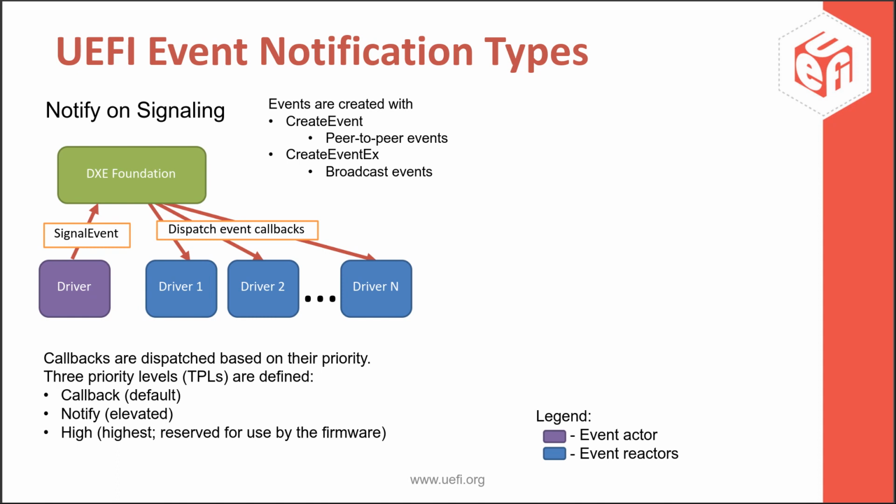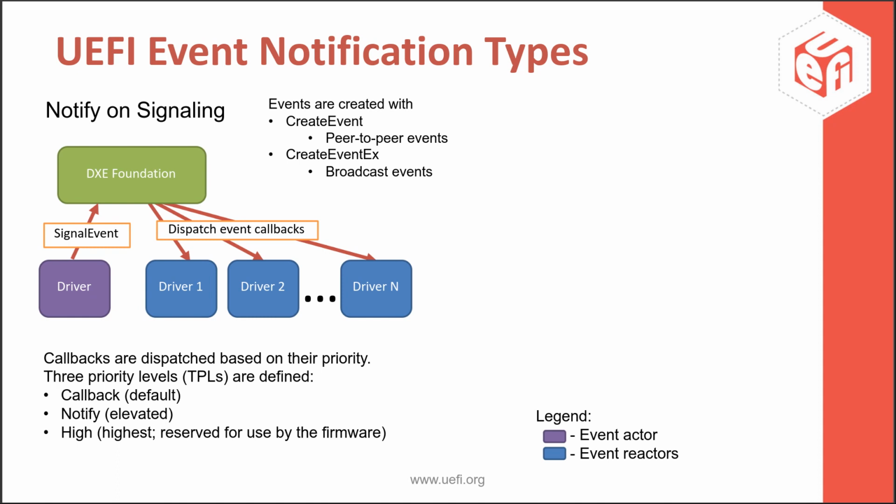So there is TPL callback, TPL notify, and TPL high. The callback is the lowest TPL level, so it's kind of the default. If you don't have a special reason to use elevated TPL, you should use TPL callback. Then TPL notify, and then TPL high. TPL high is reserved for use by the firmware. What does it mean? It means, first of all, that UEFI drivers should not use it. It can be used in the PI domain, but use with caution.